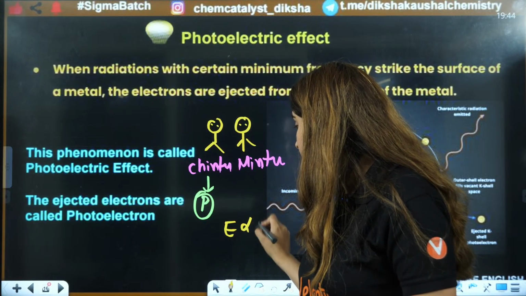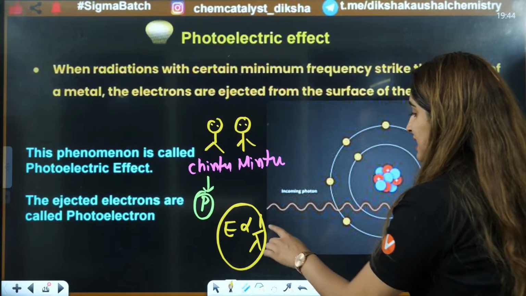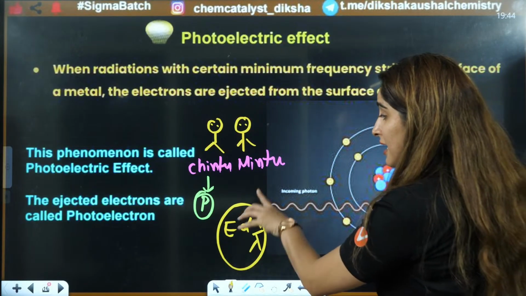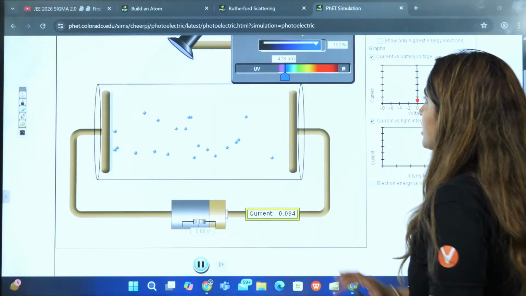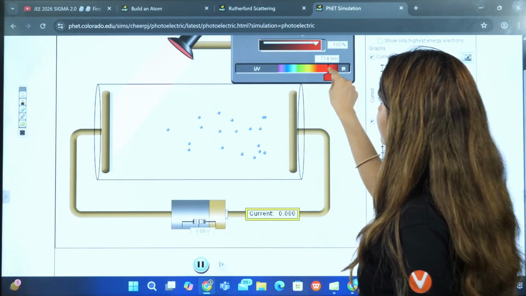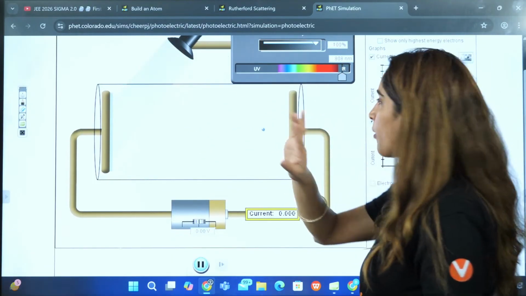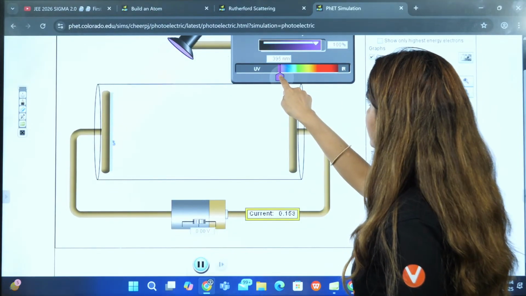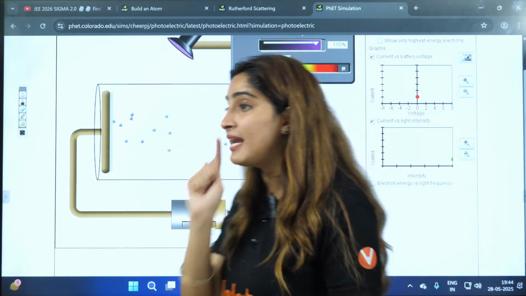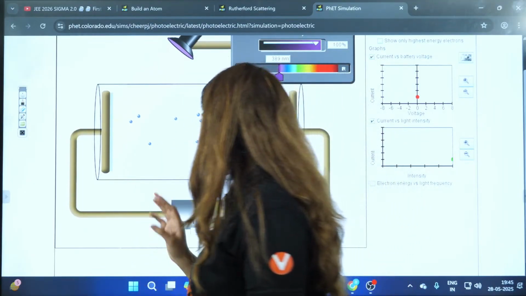E is inversely proportional to lambda, right? Now, if you see, lambda is less in violet color, that's why energy is more, right? So when lambda increases, you can see lambda has increased, electron ejection has stopped, right? Here lambda is less. Lambda less means energy will be more, right? Energy will be more. Now let us see this thing here.